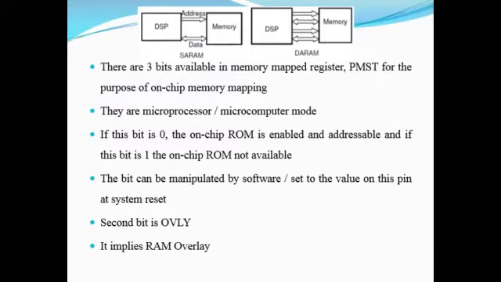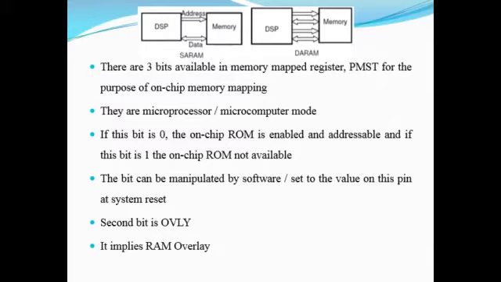So there are 3 bits available in the memory mapped register. We can see that there are 3 bits available in PMST for the purpose of on-chip memory mapping. We have already discussed this PMST earlier, and they work in a microprocessor or microcomputer mode depending on a signal being activated or deactivated. That is, it might be set or it might be reset. So either the microprocessor mode has to be set, or the microprocessor bit has to be reset, making the microcomputer mode be in a set state.